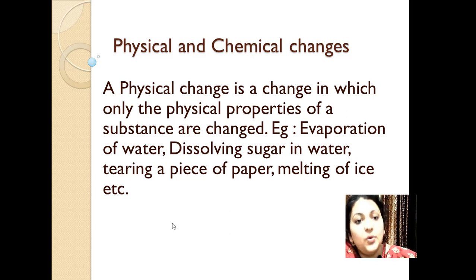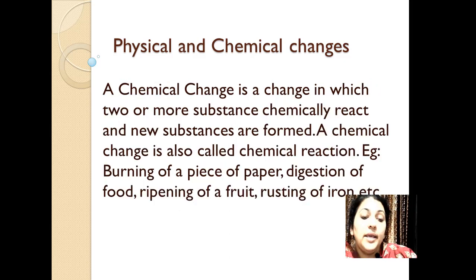Now let's revise what a chemical change was. A chemical change is a change in which two or more substances chemically react with each other, and new substances are formed, one new substance or more than one new substance. So a chemical change is also called a chemical reaction, isn't it? And all the chemical changes are irreversible. We discussed that in the previous class. A lot of examples are there, like burning of a piece of paper, digestion of food in our body, ripening of a fruit, rusting of iron, and a lot more.